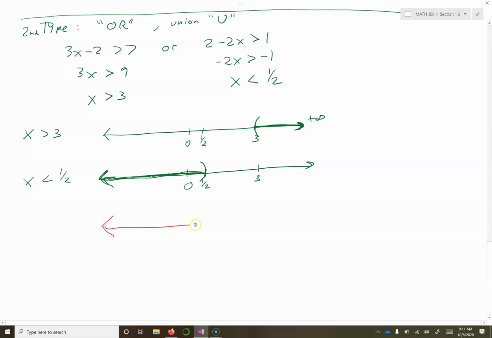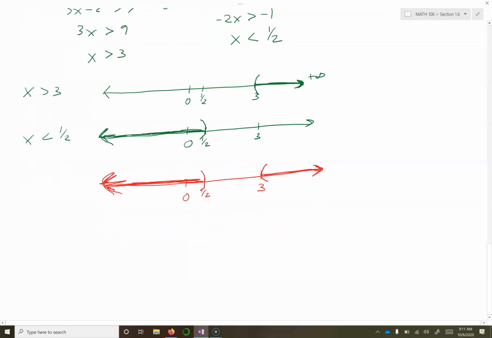So here's my number line again, reproduced the same way: 0, 1/2, 3. Anything that's shaded in the above two number lines should also be shaded here on the red one. So I have my parenthesis to the right on the 3, and then my parenthesis to the left on the 1/2, and that's all shaded. That's why it's called union, because you're sort of adding those two solutions together.